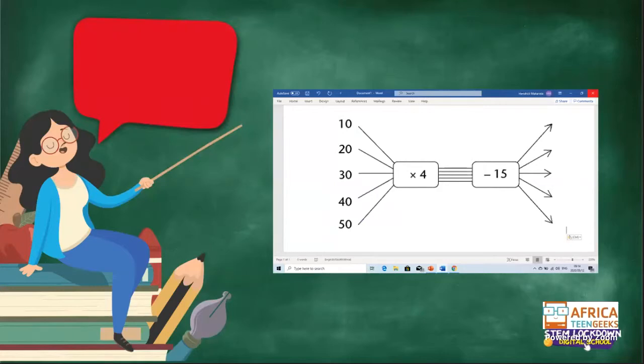Let's use 50 in the equation. So you'll have 50 times 4, which is 200. 200 minus 15, excuse me, 50 times 4, as I've said, is 200. 200 minus 15 will be 185. So that will be 185.